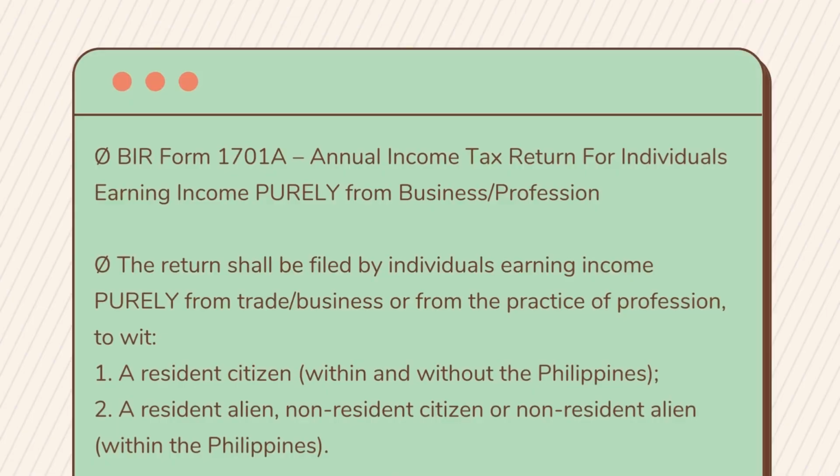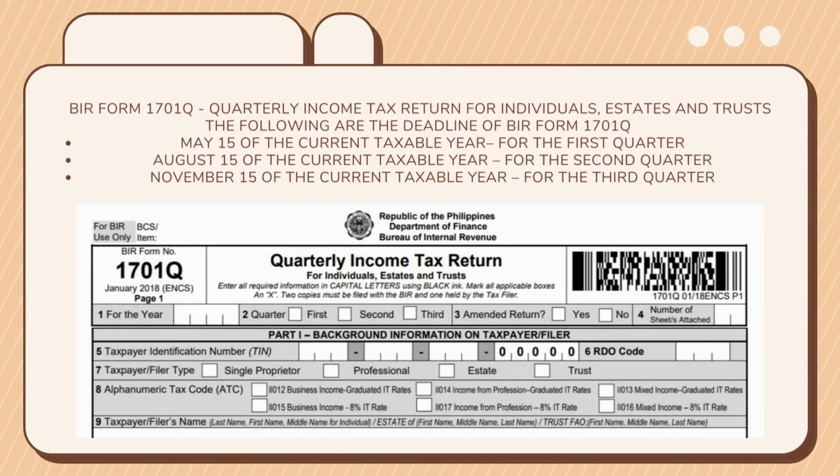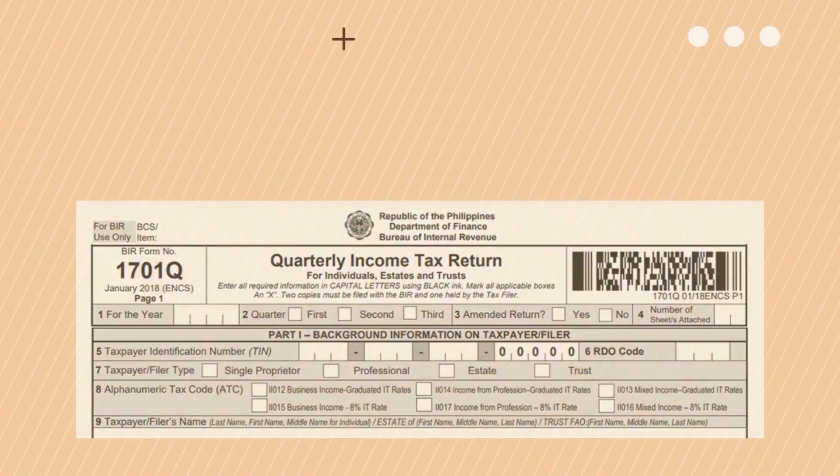BIR Form 1701A, Annual Income Tax Return for Individuals earning income purely from business or profession. The return shall be filed by individuals earning income purely from trade or business or from the practice of profession, to wit, a resident citizen within and without the Philippines, a resident alien, non-resident citizen, or non-resident alien within the Philippines. BIR Form 1701Q, Quarterly Income Tax Return for Individuals, Estates, and Trusts. The following are the deadlines of BIR Form 1701Q. May 15 of the current taxable year for the first quarter, August 15 of the current taxable year for the second quarter, and November 15 of the current taxable year for the third quarter.